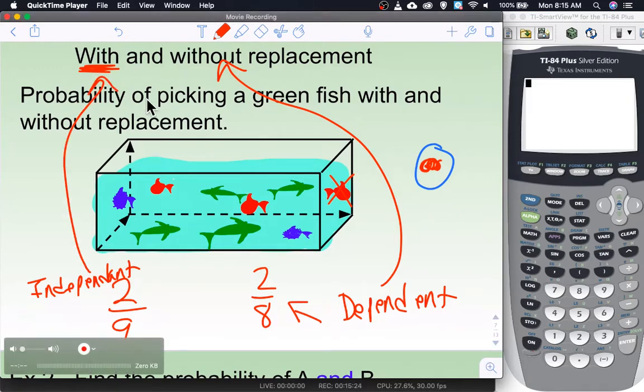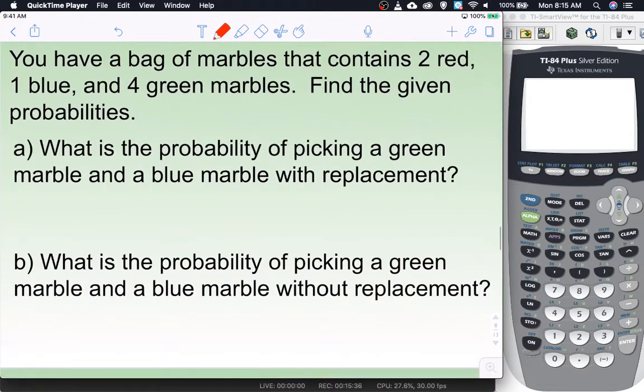So, with replacement is independent. Without replacement is dependent. It depends on what you've pulled out because you're not putting it back in. So let's see how this works.